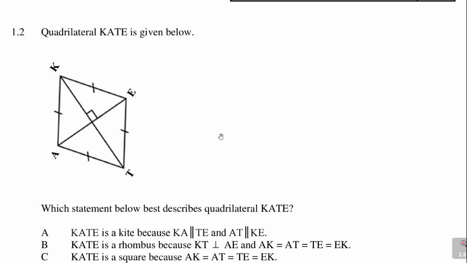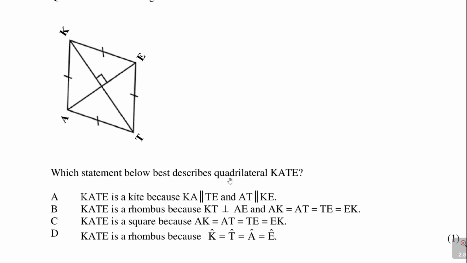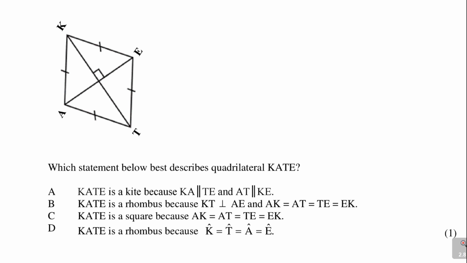It says here quadrilateral KATE is given below. Which statement below best describes quadrilateral KATE? They are telling us that these sides are equal. That is equal to that is equal to that is equal to that. So if these sides are equal, and the diagonals, you see, the diagonals are perpendicular.